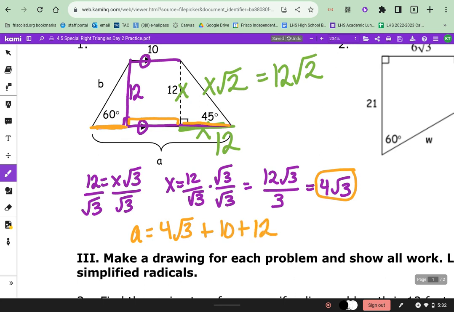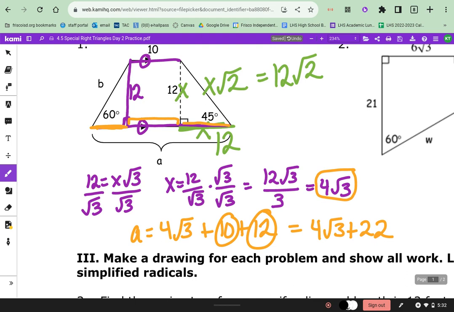And let's combine like terms. So combining like terms, I can only combine my 10 and my 12, because my 4 is attached to a radical, I can't combine it with anything else that doesn't have the same radical. So 4 root 3 plus 22 is a.